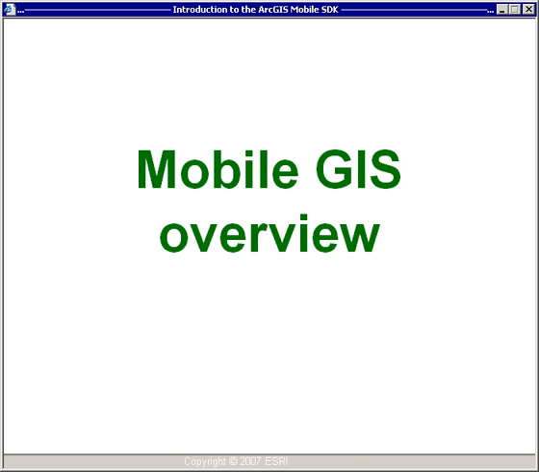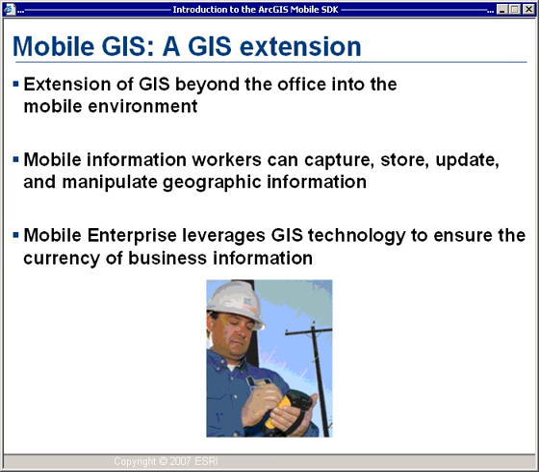Okay, so Mobile GIS overview. In the past, a lot of the field data collection that's been performed has been paper-based, whether it was people filling out forms in the field or perhaps taking large paper maps out and marking up the maps. And over time, with the development of GIS technology, we've seen major advancements in this area. Specifically in the last 5 years, we've seen a lot of new tools available for leveraging GIS technology out in the mobile environment. You can think of Mobile GIS as really an extension of the GIS beyond the office into the mobile environment.